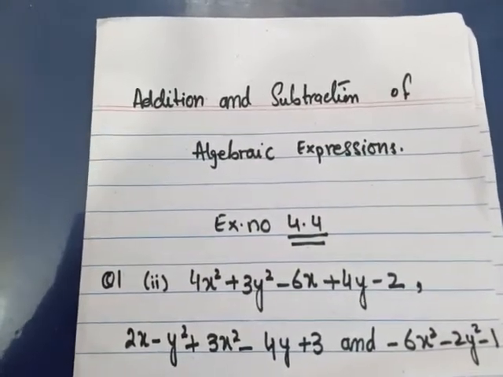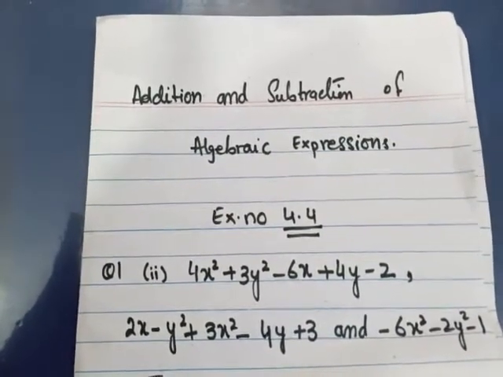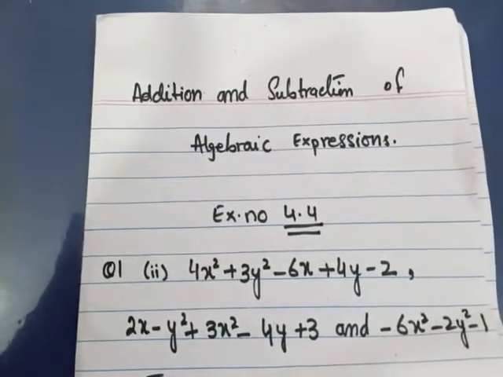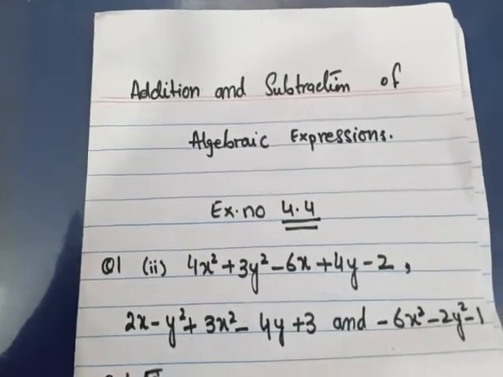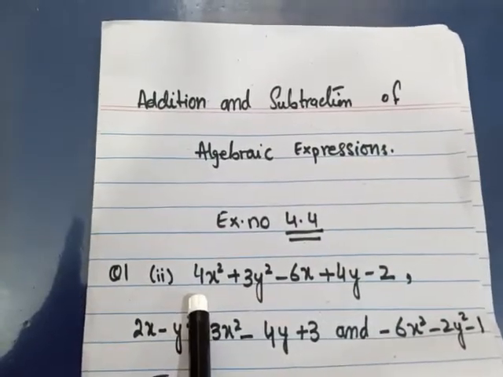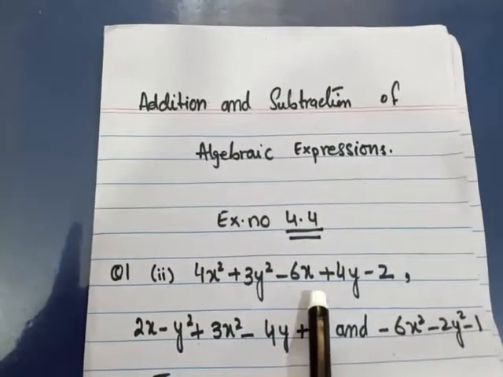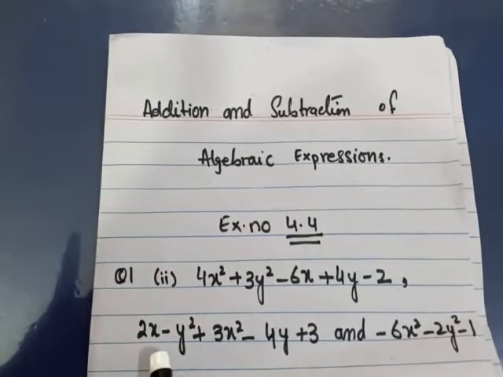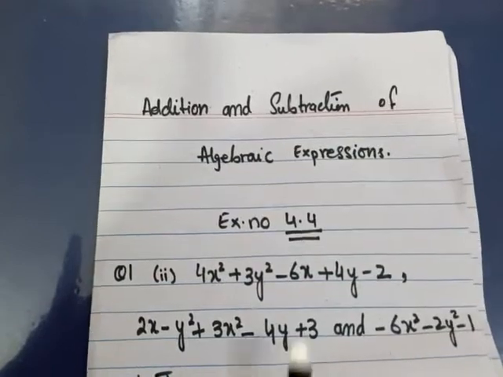Maybe you are aware of like terms or maybe not. So let me first explain what like terms are. Like terms are those terms which have the same variable and the same power. In this question, the given expressions are 4x squared plus 3y squared minus 6x plus 4y minus 2. The other expression is 2x minus y squared plus 3x squared minus 4y plus 3.